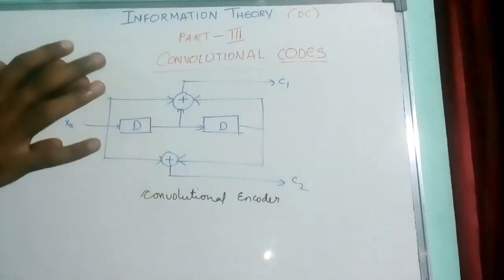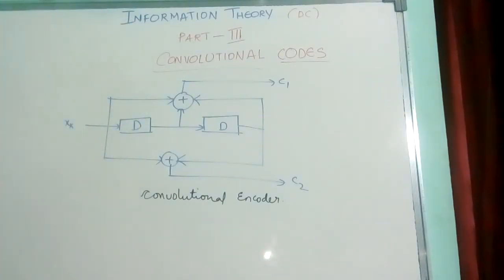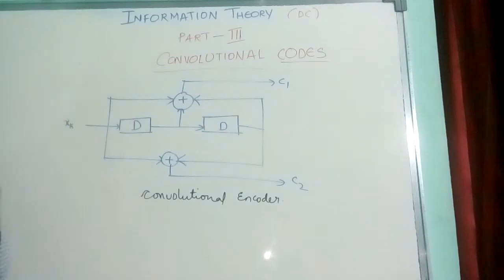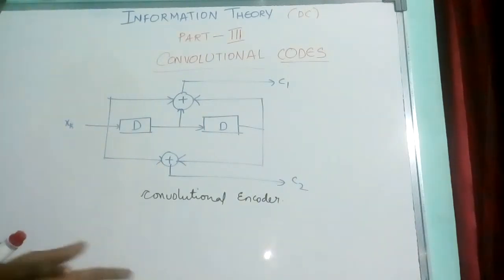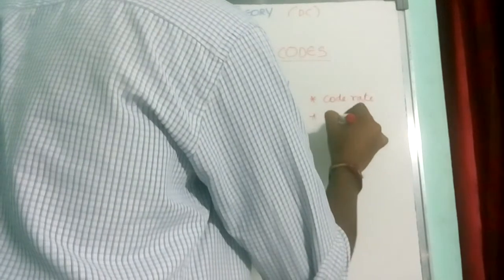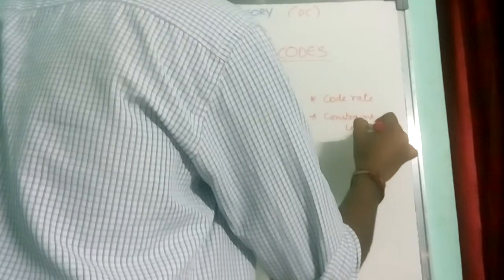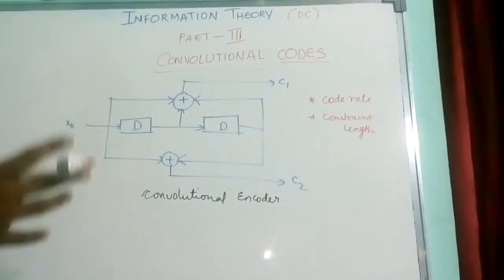Now these convolutional codes have certain terms to be defined, and those are very important terms. Convolutional codes only depend on those two terms. One is the code rate, and the next is the constraint length.